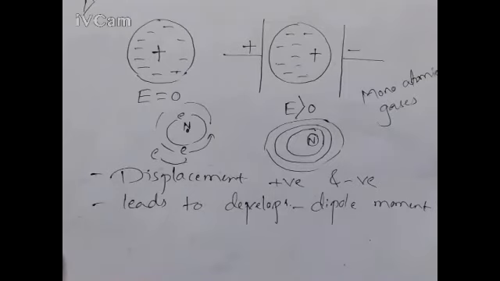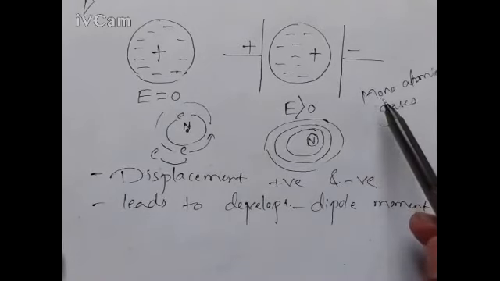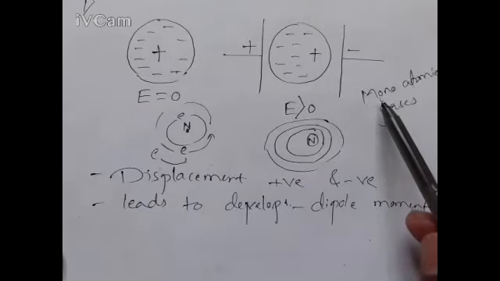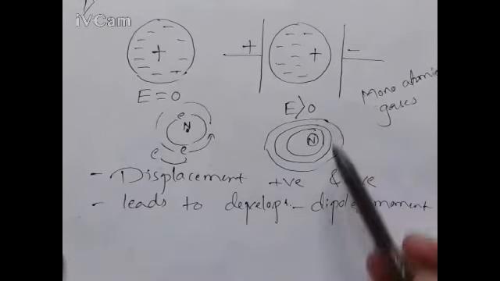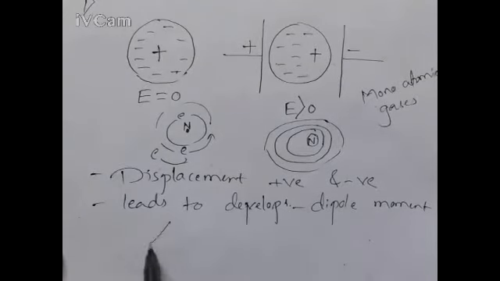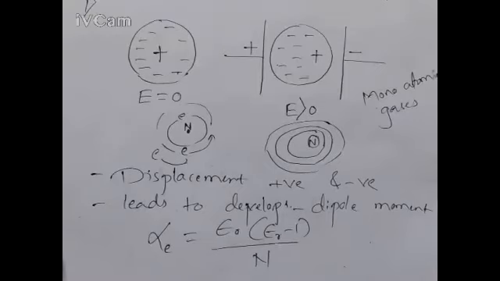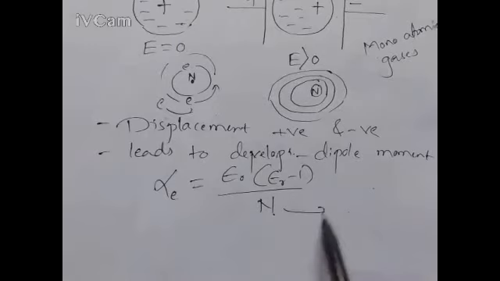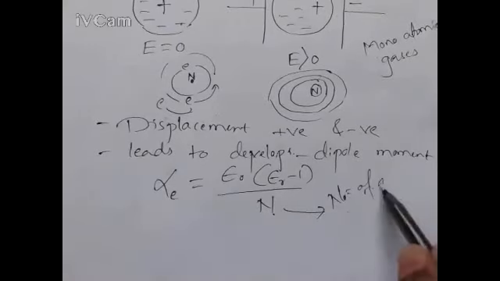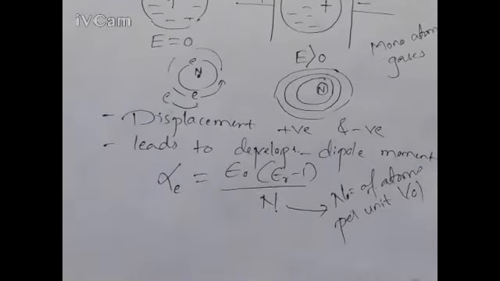If I consider the whole material, a monoatomic gas, I cannot consider a single atom. I have to consider the gas itself, some volume of a gas. If I apply the field to some volume of a gas, then all the atoms will align in this manner and polarization will take place. That polarization is given as alpha E, which is equal to epsilon naught (epsilon r minus 1) divided by N. What is N? N is the number of atoms per unit volume.